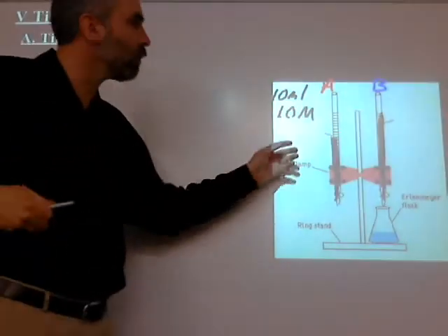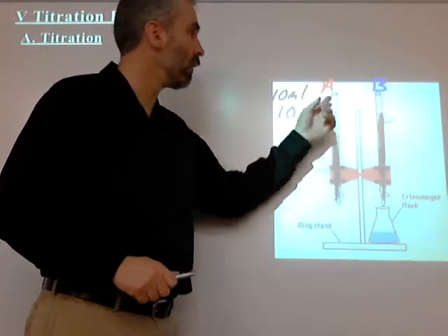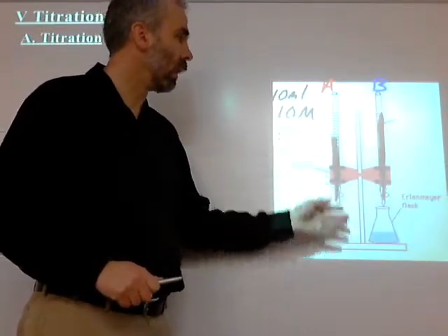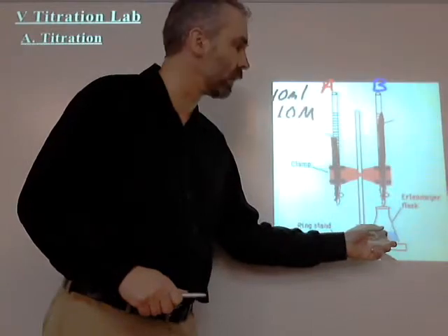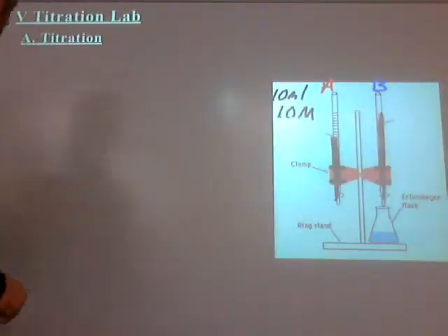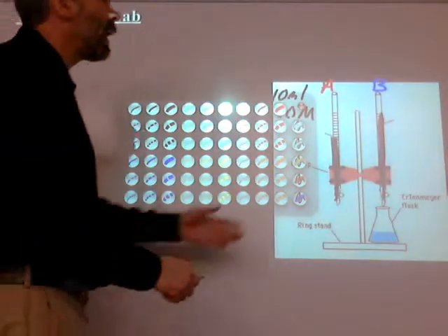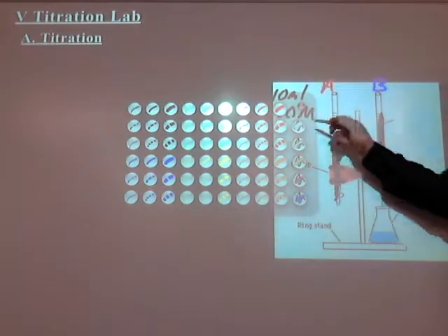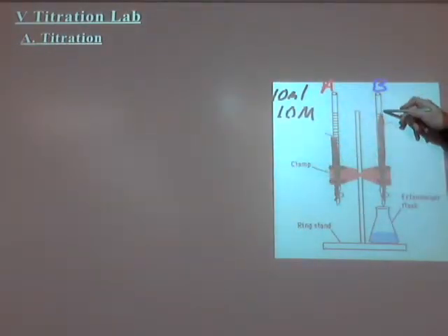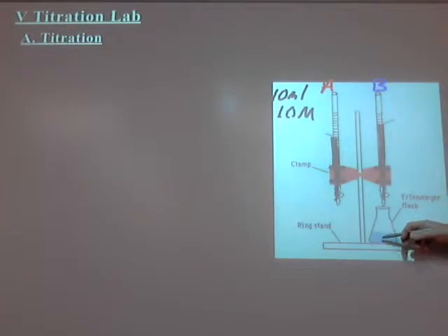So now you've added your 10 milliliters of acid into an Erlenmeyer flask. You add in your indicator, and you move it over to the other side. Now, I then add my base slowly. As I'm adding my base, I watch what happens to the color. And when it finally turns color, I know to stop. That's when it's neutral. Okay, it's neutralized.